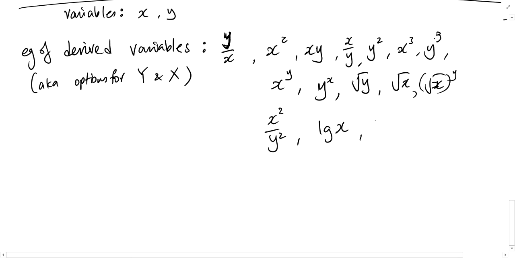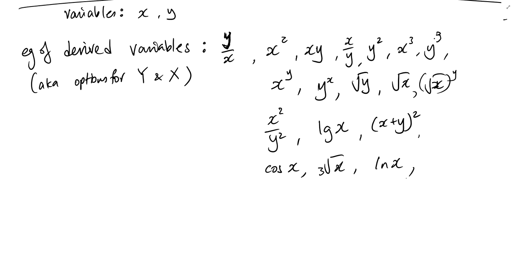Okay, Darius has x plus y squared. Also a variable. Cosine x also can. What else? Cube root x. Pi x. Okay, now see, pi x. This one is a constant. So we shouldn't have this. Okay? So don't want this one. Any more? Ln x. Also can. There's something you haven't said yet. Something quite simple.